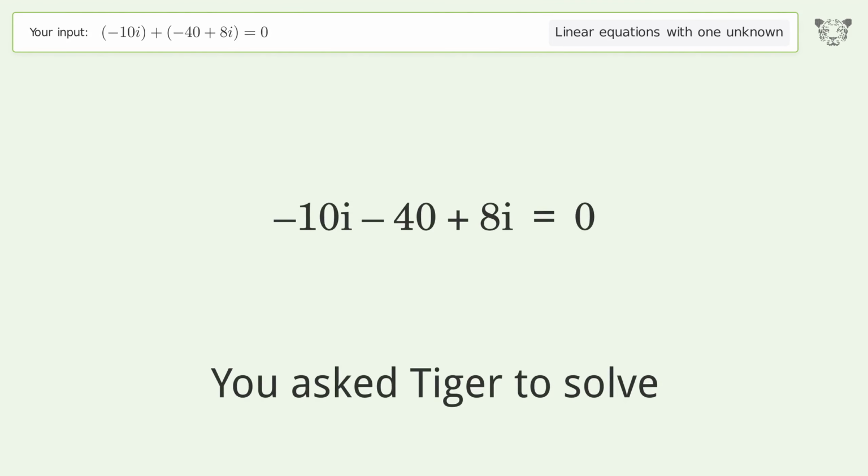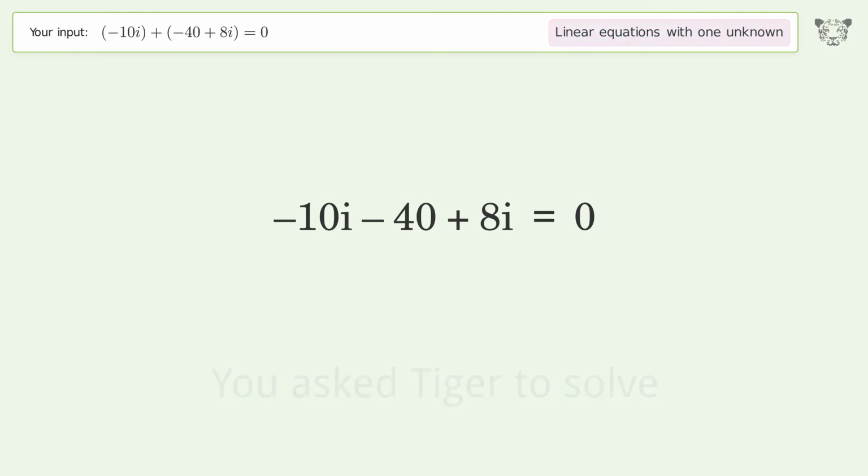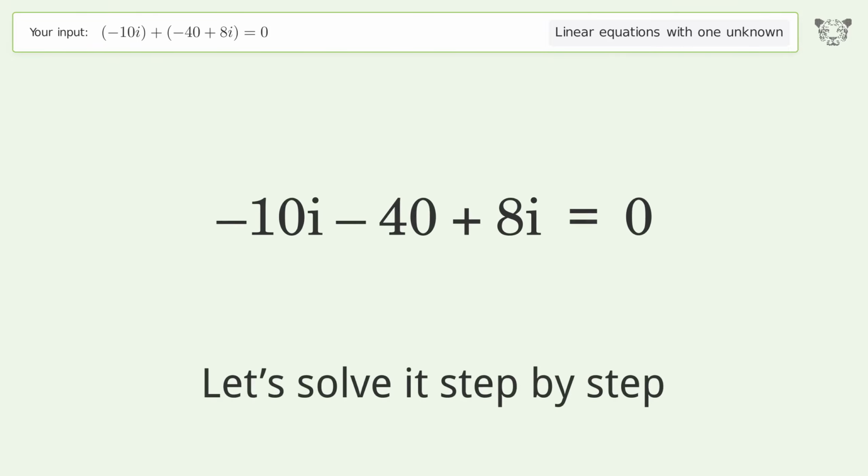You ask Tiger to solve. This deals with linear equations with one unknown. The final result is I equals -20. Let's solve it step by step.